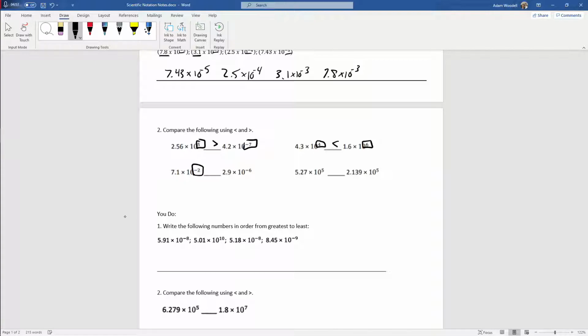Next, I've got negative 2, and I've got negative 6. Negative 2 is greater than negative 6. And then lastly, because they are the same, we have to look at the numbers in front. In this case, 5.27 is greater than 2.139.